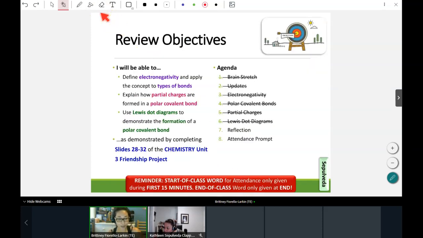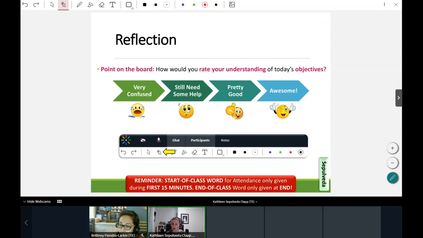All right, let's go ahead and wrap up. You were able to define electronegativity and apply the concept of types of metals. You explained how partial charges are formed in those polar covalent bonds. And then we used the Lewis dot structure to demonstrate the formation of those polar covalent bonds. We did this all through our slides. Again, if you do need to go back this afternoon, we'll have our recording up. You can go back and get those slides if you missed anything at all.